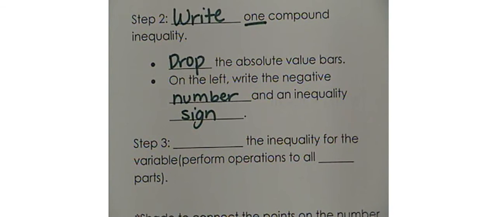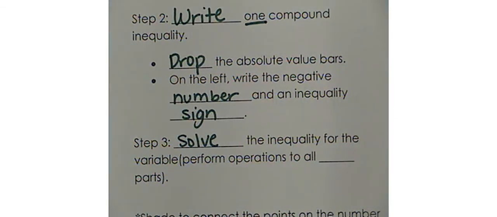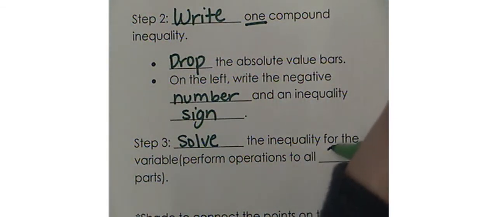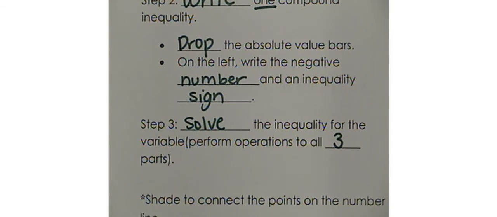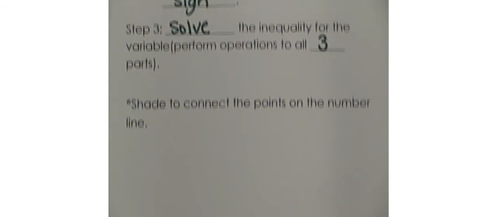Step 3, solve the inequality for the variable. And remember, we perform operations to all 3 columns, to all 3 parts, the left, the middle, and the right. And when we graph these, we shade to connect the points on the number line.